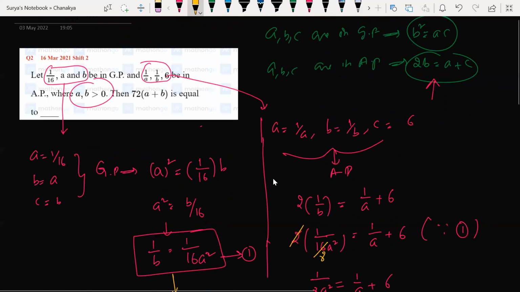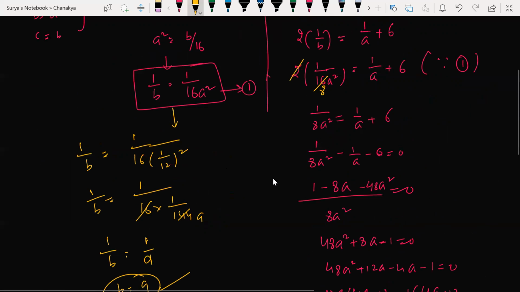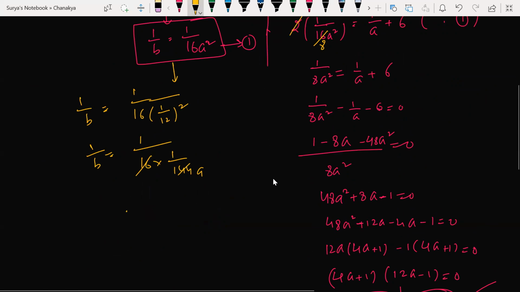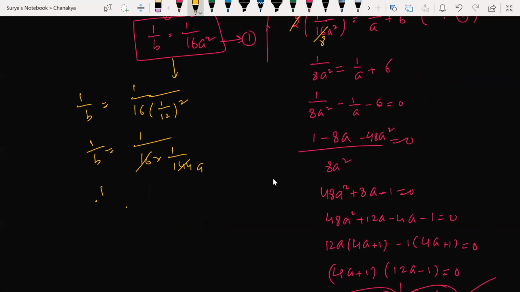Think 1 by b square. Correct. B value is what? B value is 1 by 9. I think we made a mistake. Not 9 here. 1 by 9. 1 by b, yes, 1 by b is equal.